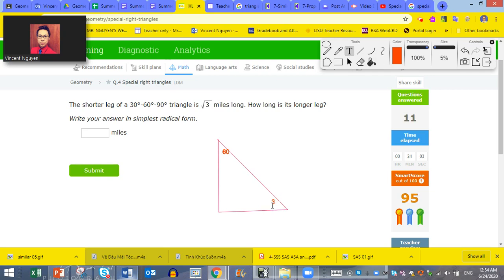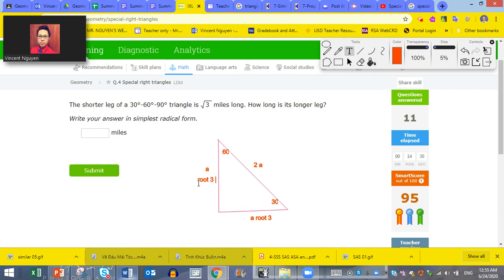Now, every time that happens, the short leg is going to be over here because that's opposite of the 30 degree. And then the long leg is over here, which is A root 3. And then the hypotenuse is 2 times A, 2A, right? All right, so let's plug in some value here. The short leg is root 3. So they're giving us the short leg, which is root 3.